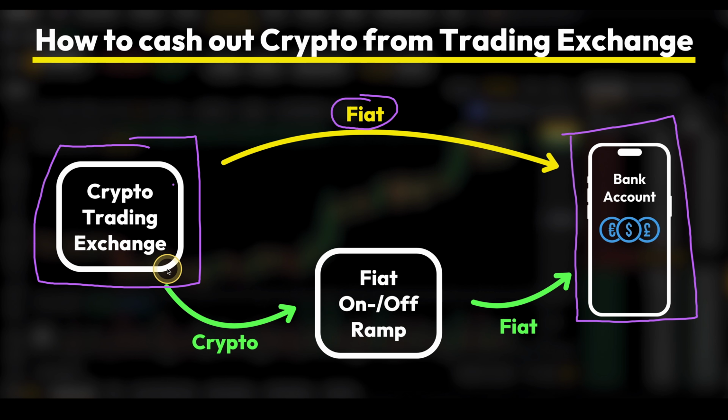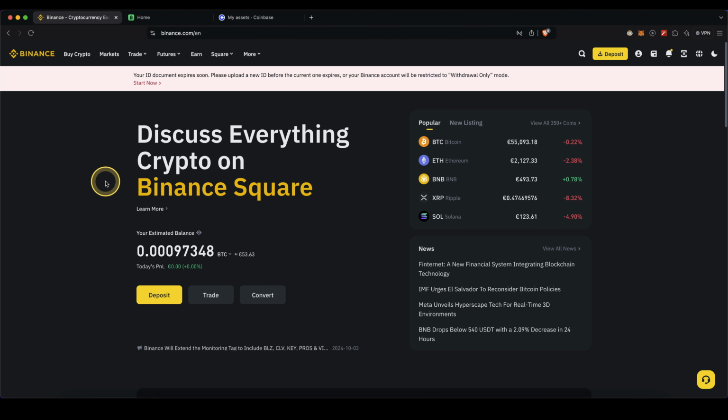So the other way would be to first send crypto from that exchange to a so-called fiat on and off ramp, which is basically an exchange that is optimized for interacting with fiat money with your own bank account. So we first send crypto here, convert it then to fiat, and then send fiat from here back to our bank account. Let me quickly show you the first option, which is actually possible on Binance. It might not always work for you, but I will show you how it works.